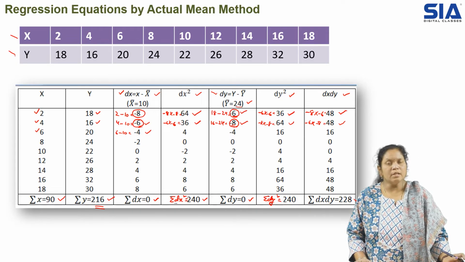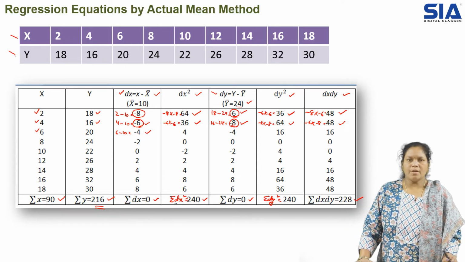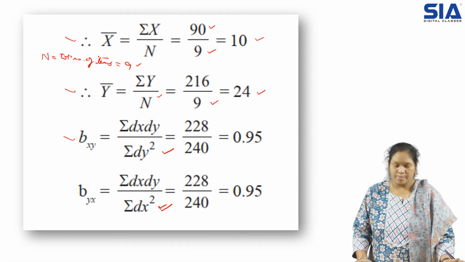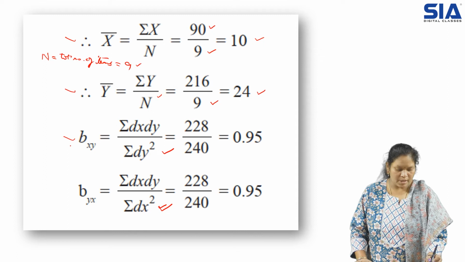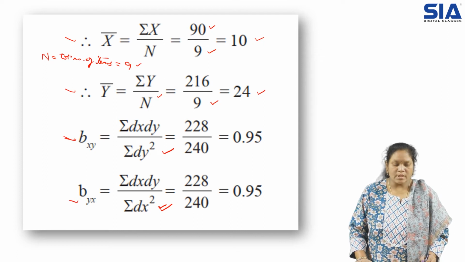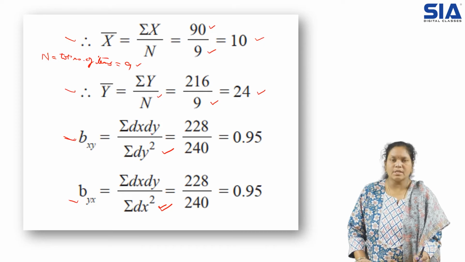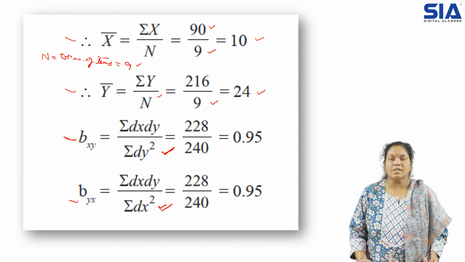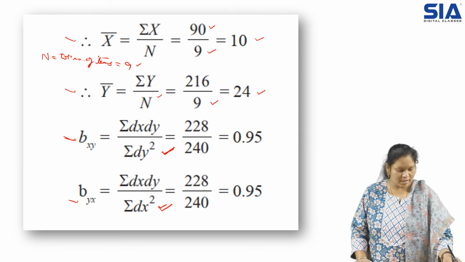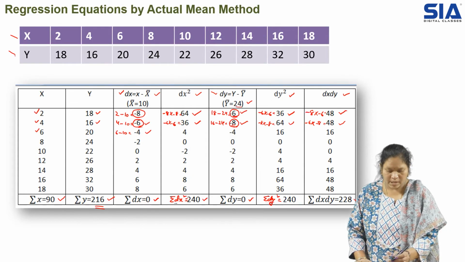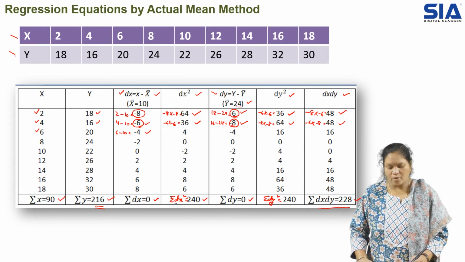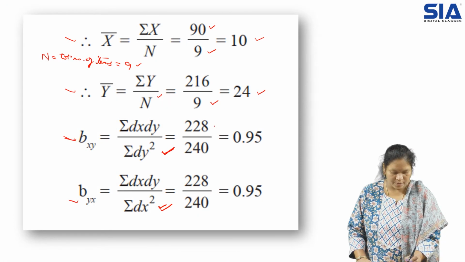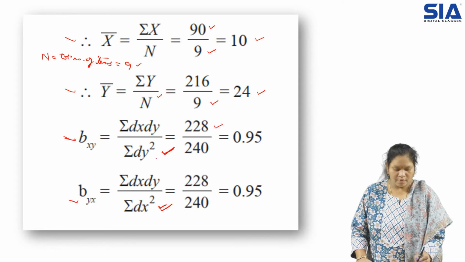So I have done all the columns whatever I require to substitute in my formula. Let us go back to the formulas and check it out. First of all, I substitute in the regression coefficients, that is bxy and byx. These are the formulas we discussed earlier, right? The same formulas I am considering again. Summation dx dy by summation dy square for bxy. Let us substitute the values. What is dx dy total? That is the last column, remember. The last column value, dx dy, I have got as 228. Let us substitute that here, 228 divided by summation dy square.